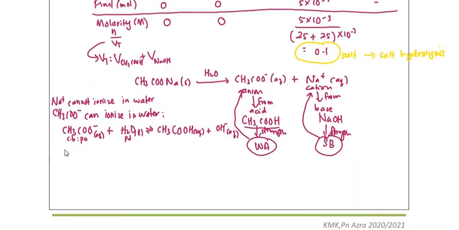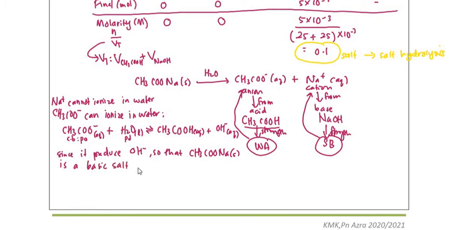Okay. From this equation, since it produces OH minus, this salt, CH3COONa, is a basic salt with pH greater than 7.